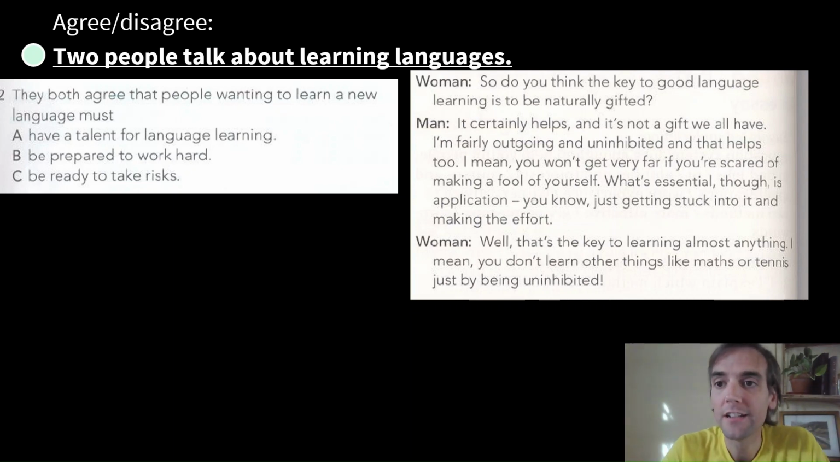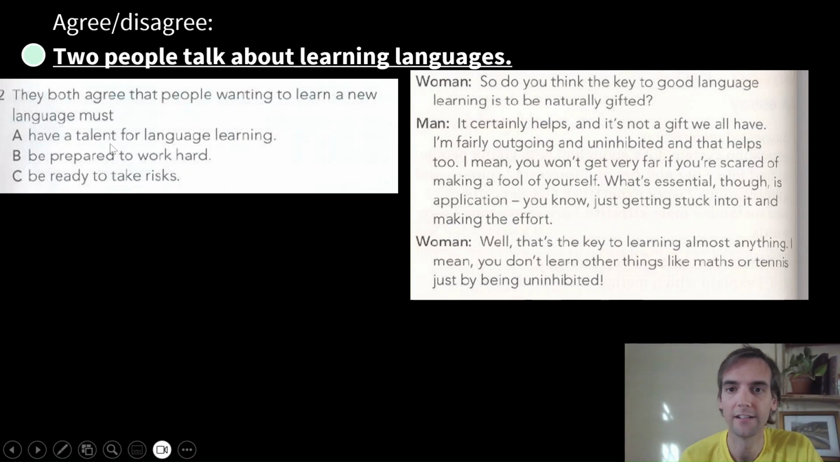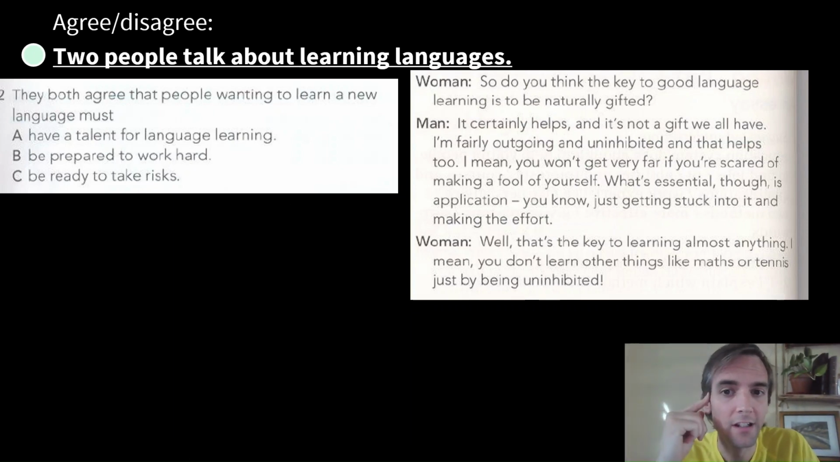So do you think the key to good language learning is to be naturally gifted? Well, it certainly helps. And it's not a gift we all have. I'm fairly outgoing and uninhibited, and that helps too. I mean, you won't get very far if you're scared of making a fool of yourself. What's essential though is application. Just getting stuck into it and making the effort. Well, that's the key to learning almost anything. I mean, you don't learn other things like maths or tennis just by being uninhibited.